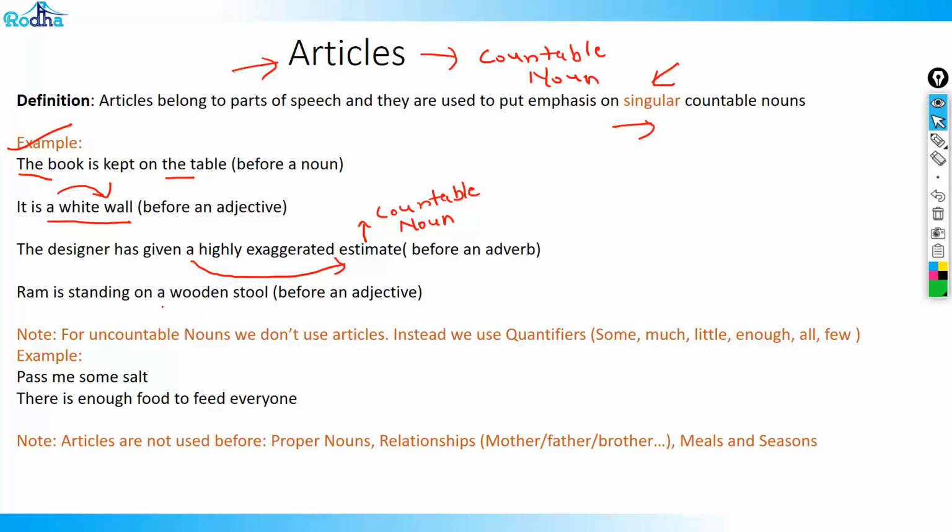Ram is standing on a wooden stool. Now which type of stool? Wooden. Can you count stools? Yes, so it should be a wooden stool. That's how you understand articles.